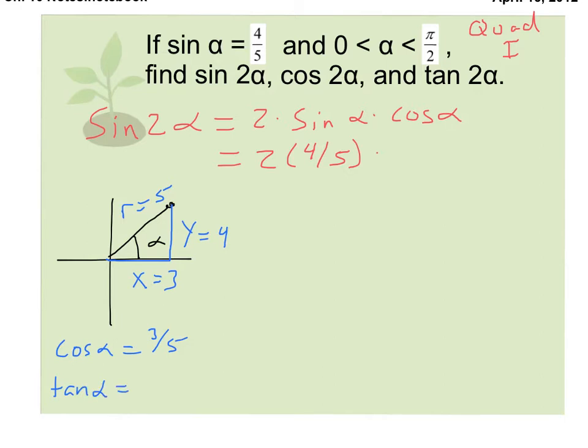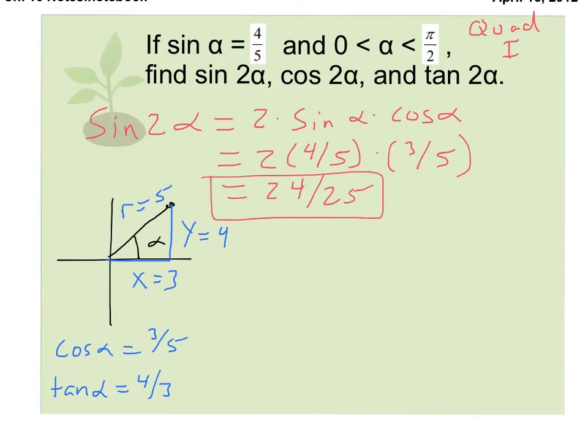Now I'm going to look ahead a little bit and think about tangent. Tangent is y over x, so that's 4/3. That's good to have as well; it may come up later. I can proceed and simplify as soon as all of my trig functions are gone, and at this point, they're gone. Sine of alpha is 4/5, cosine of alpha is 3/5. Multiplying straight across the top, I get 24. Straight across the bottom, 5 times 5 is 25. Done. There's the sine of 2 alpha, an exact value.